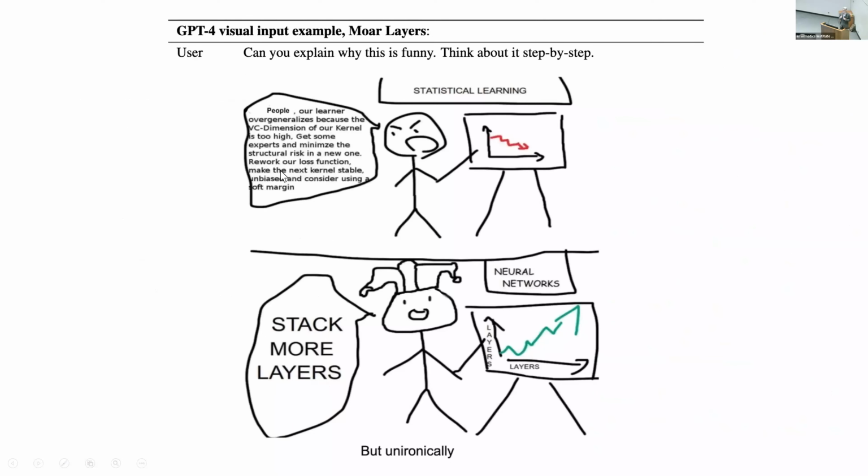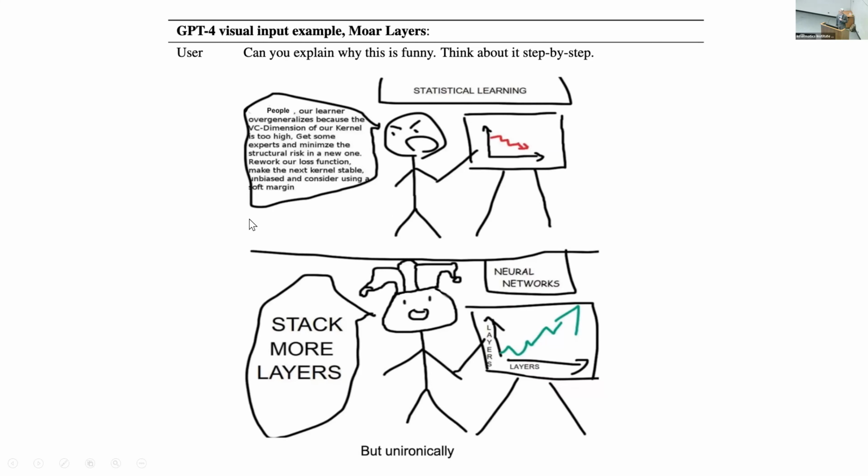To give some idea of how much better it is, this is an example I took from the GPT-4 paper. It's kind of hard to read this text here, but the guy over here is saying, our learner overgeneralizes. So let's minimize structural risk, rework our loss function, make the next kernel stable, unbiased, and use a soft margin, all this stuff. And then this guy's like, stack more layers, but unironically. That's kind of how it is right now. We're just dumbly stacking these layers. So it's kind of funny.